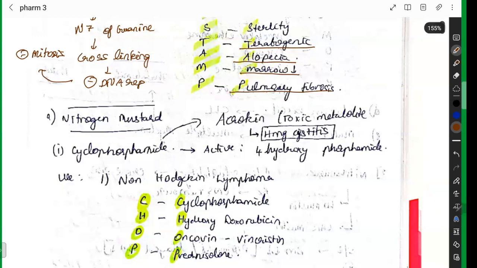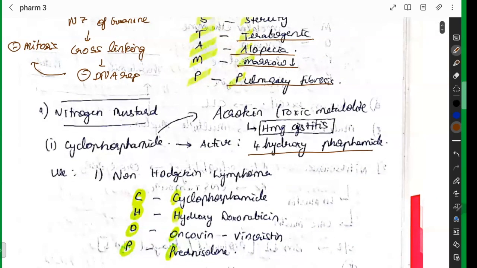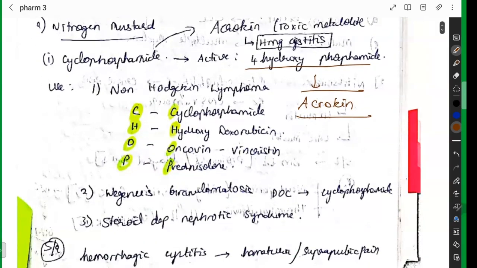This 4-hydroxycyclophosphamide is going to get metabolized into a substance called acrolein. This acrolein is a very toxic material. It will lead to hemorrhagic cystitis. That is the reason why cyclophosphamide is not commonly used nowadays. I'll tell you what mechanism it is going to cause.